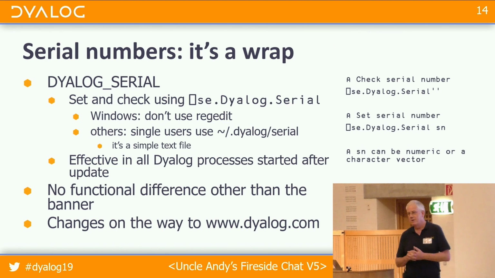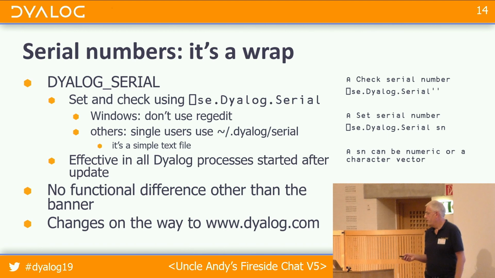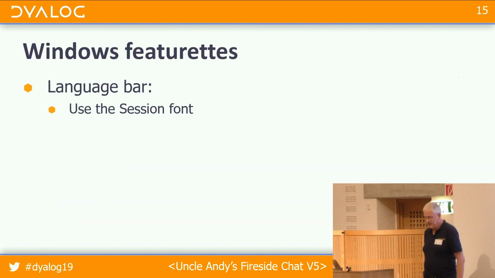For commercial users, you can currently download the installation image. So you will always be able to download the installation image from my.dyalog.com. So that's enough of serial numbers.